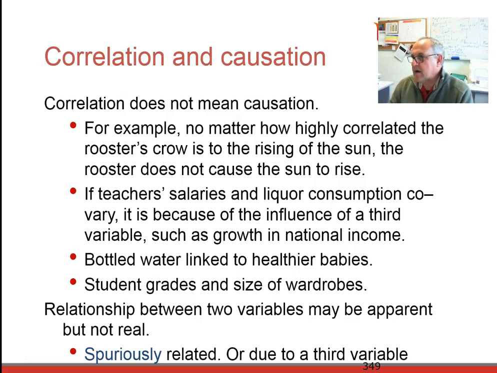For example, no matter how correlated the rooster's crow is to the rising sun, the rooster does not cause the sun to rise. So that's the direction of the correlation. It doesn't tell you the direction. It just says that two things are associated.